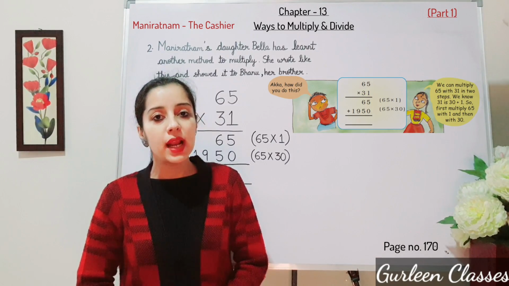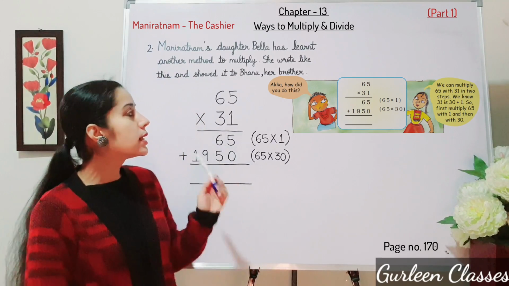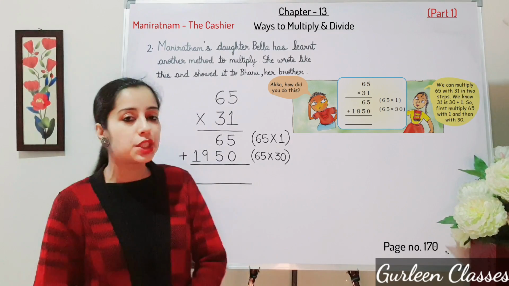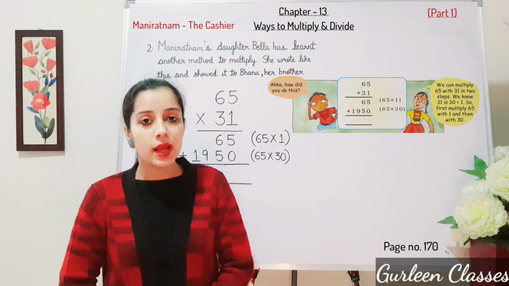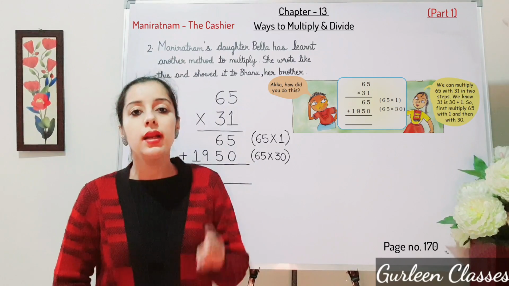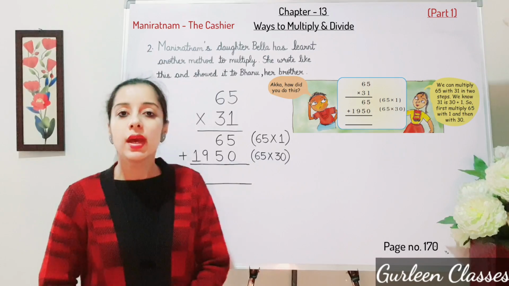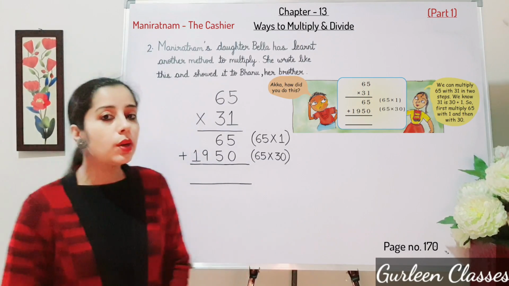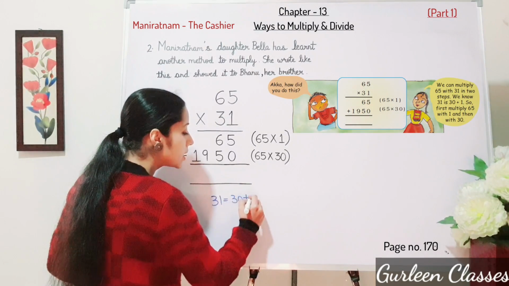Number 2. Maniratnam's daughter Bella has learned another method to multiply. So she wrote like this and showed it to Bhanu, her brother. In your books you can see this picture. Bhanu said, Akka, how did you do this? So Bella replied, we can multiply 65 with 31 in 2 steps. First step is multiply 65 by 1 and second step is multiply 65 by 30. As we know, 31, if we break it, will be 30 plus 1.